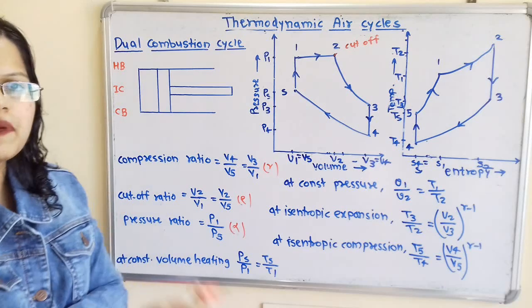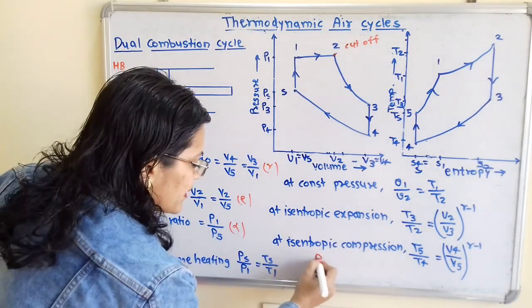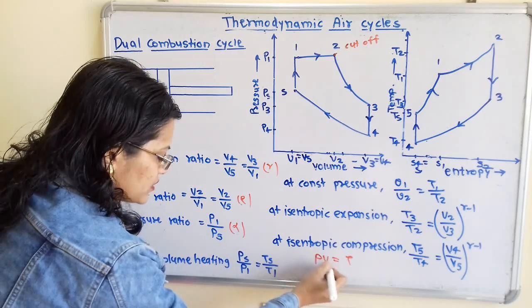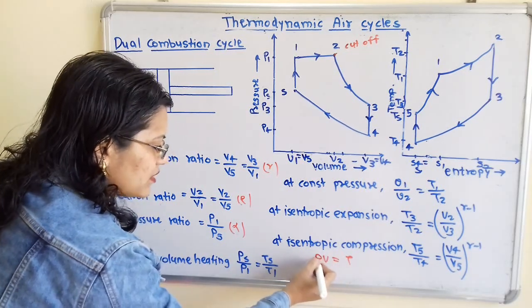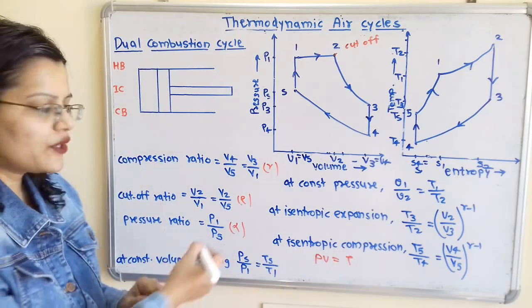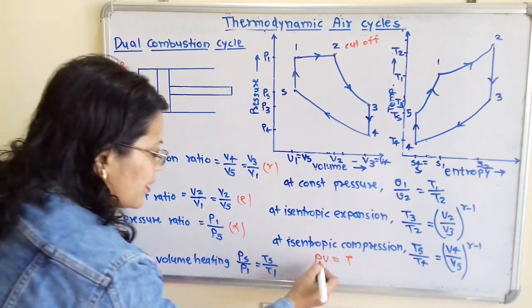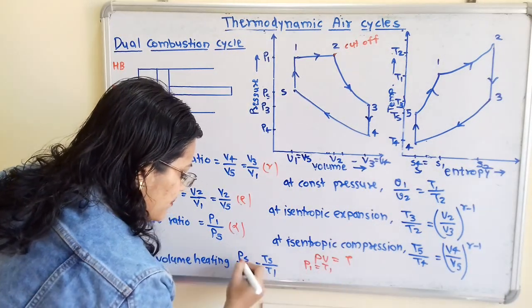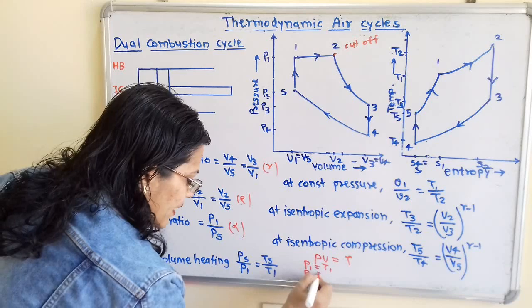So we have to keep in mind one relation, PV is equal to T. So here V remains constant. So this V is constant. So we can say that P by T is equal to constant. Or we can also say here P1 is equal to T1 and P5 is equal to T5.